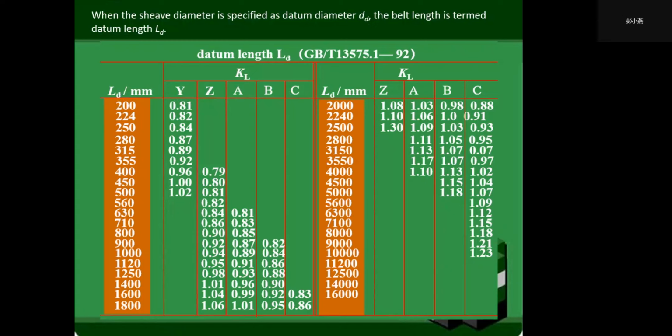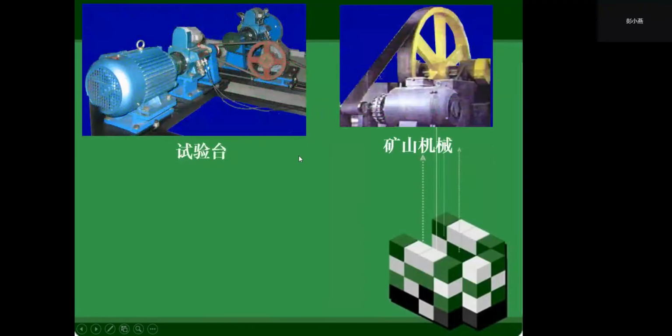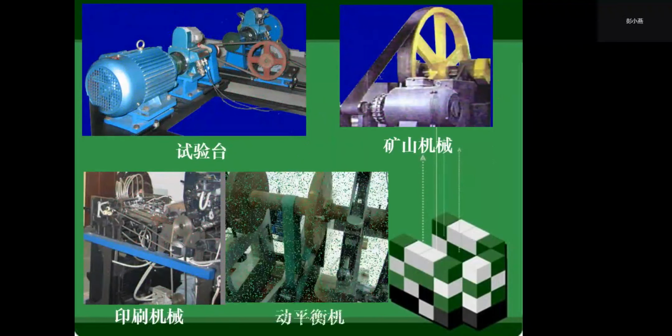And KL is the correction factor for belt length. And these are examples of belt drive applications.